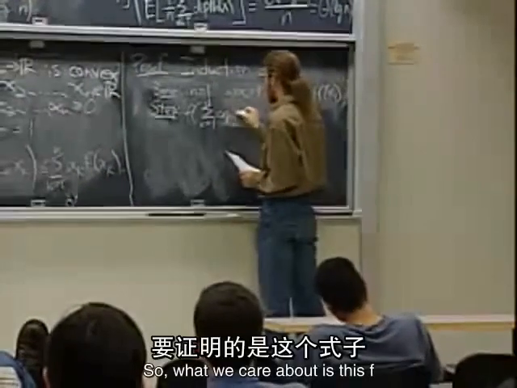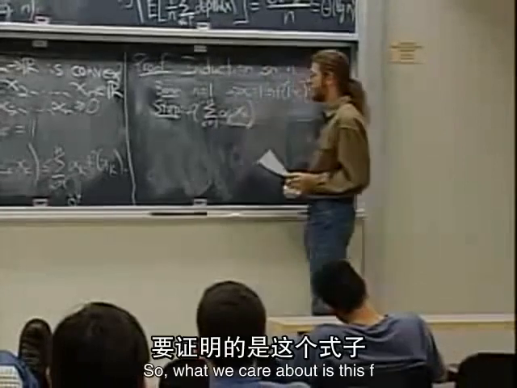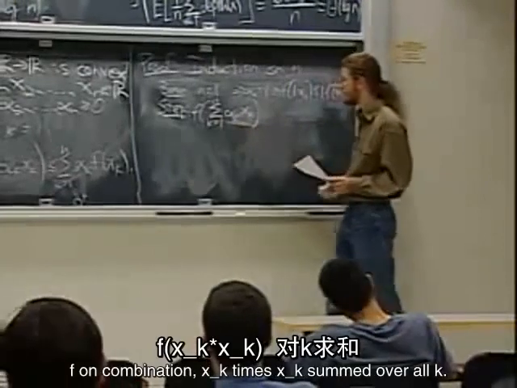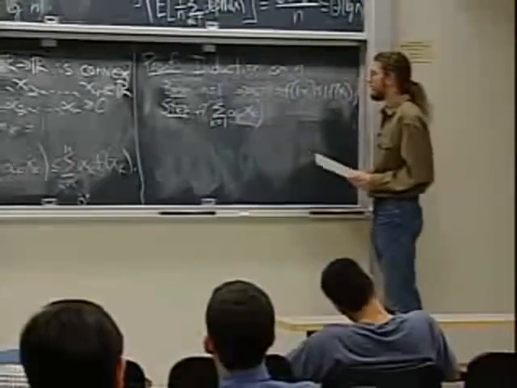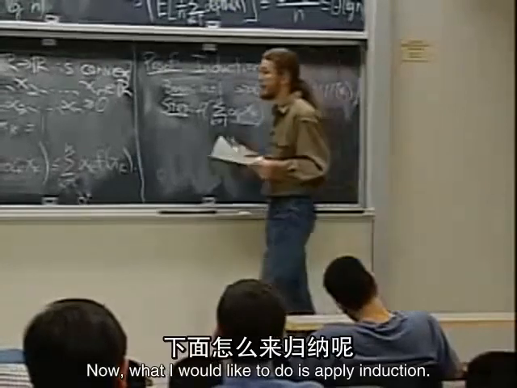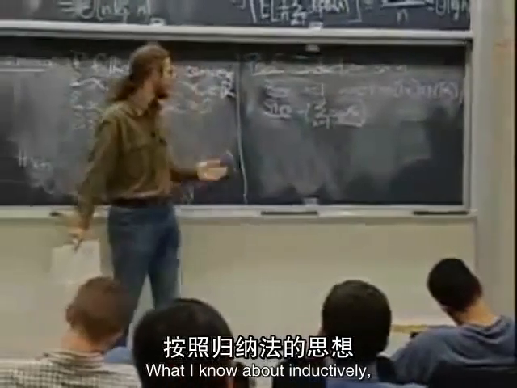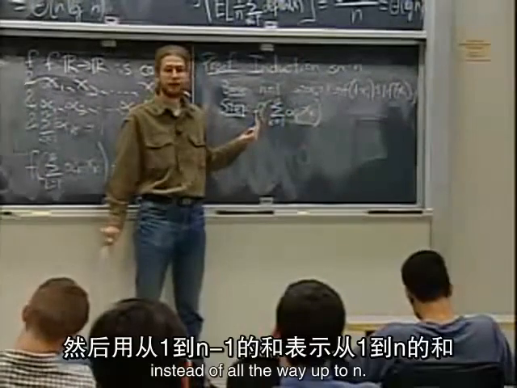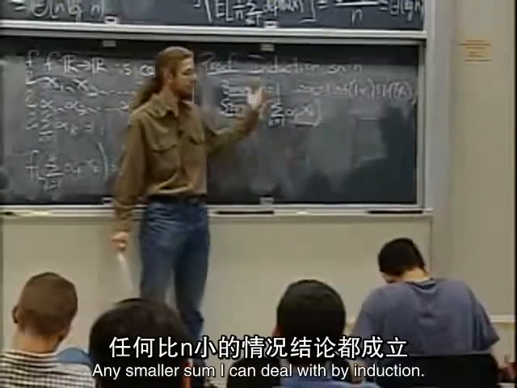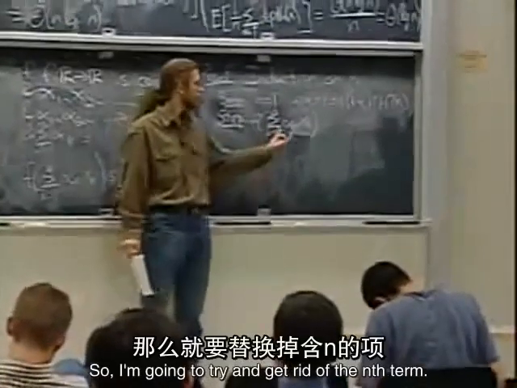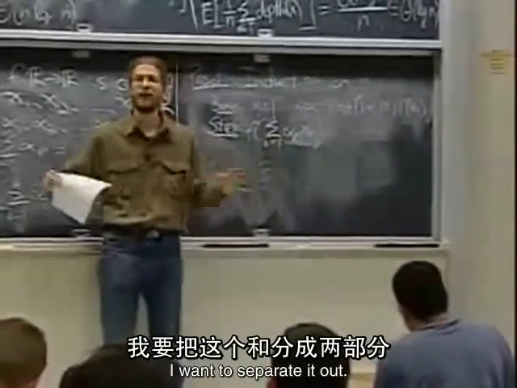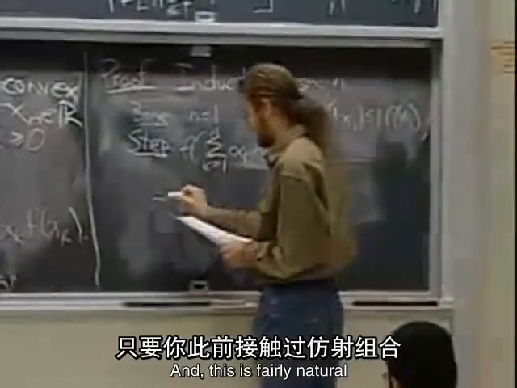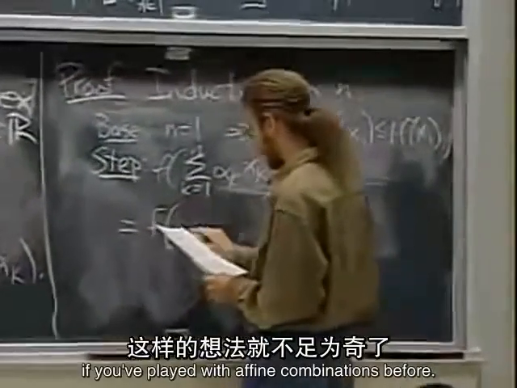So what we care about is f of this linear combination, affine combination, the sum of alpha k times xk over all k. Now, what I would like to do is apply induction. What I know inductively is f of this sum if it's summed only up to n minus 1 instead of all the way up to n. Any smaller sum I can deal with by induction. So I'm going to try and get rid of the nth term. I want to separate it out. And this is fairly natural if you've played with affine combinations before, but it's just some algebra.